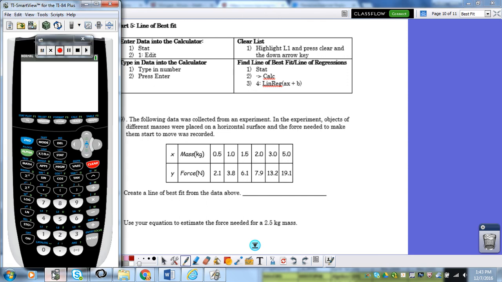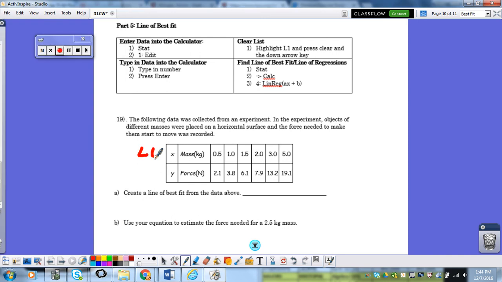So go to your calculator, go to stat, press edit, and now if you notice, you have stuff in there. To get rid of it, you press clear, down. Then you go to L1 and do the same thing: press clear and then down. So it goes away. Never press delete. Now you can enter your X into L1 and your Y goes into L2.